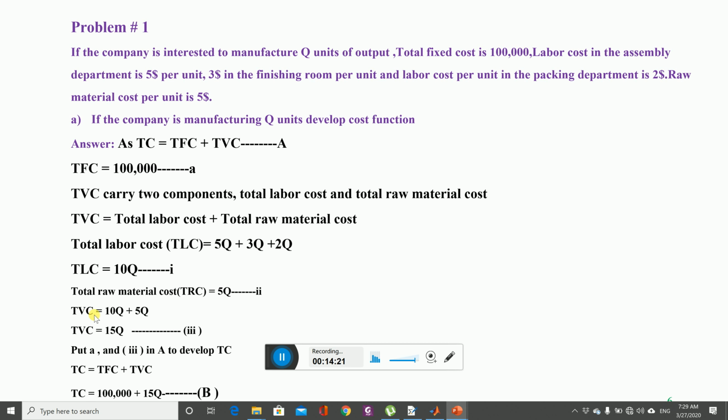Now total variable cost carries two components, total labor cost and total raw material cost. That is why we add them together, total labor cost plus total raw material cost, and that is why we develop another function, total variable cost, which is 15Q. Now to develop the cost function, we will put this fixed cost and this total variable cost in this. So we will automatically develop the cost function. Total fixed cost is $1 lakh, total variable cost is 15Q, and we develop the total cost function and we give it the name B.